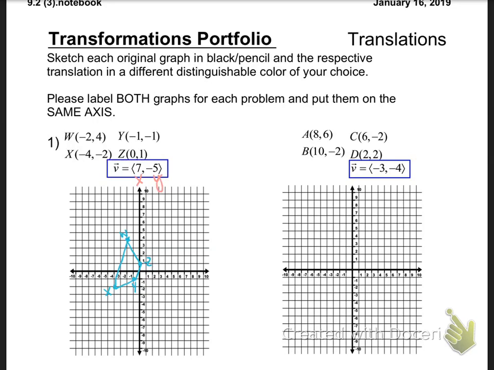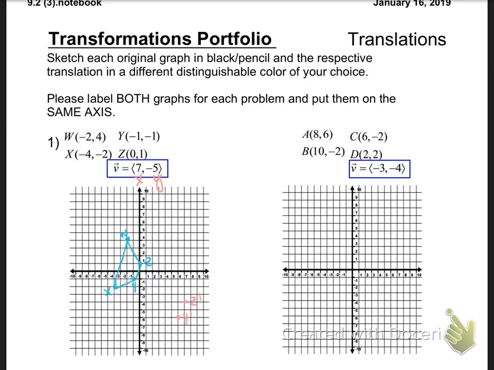So if I take Y, I'm going to go right 7, 1, 2, 3, 4, 5, 6, 7, down 1, 2, 3, 4, 5. And I'm going to name him Y prime. From Z, right 1, 2, 3, 4, 5, 6, 7, down 1, 2, 3, 4, 5.